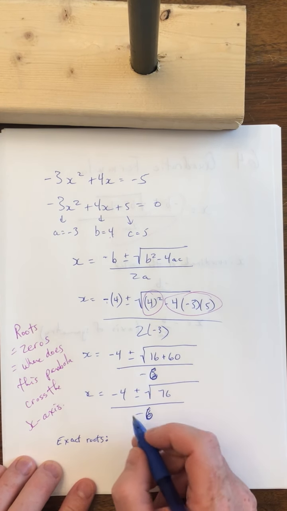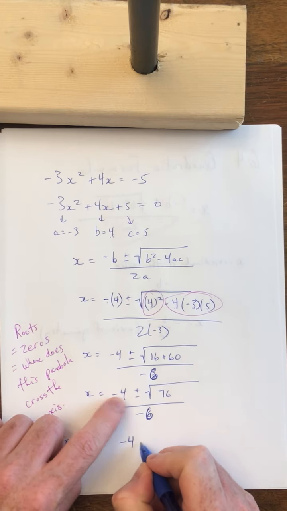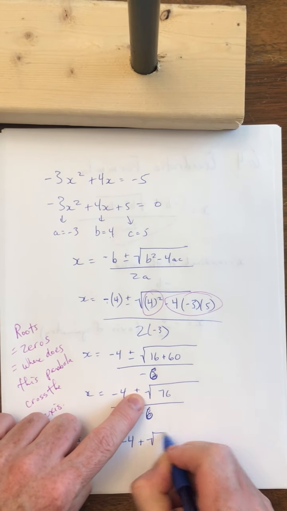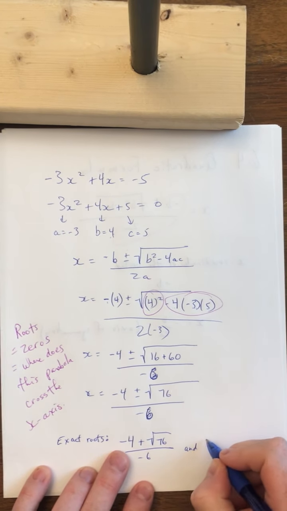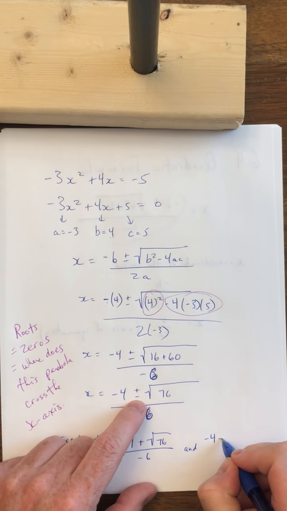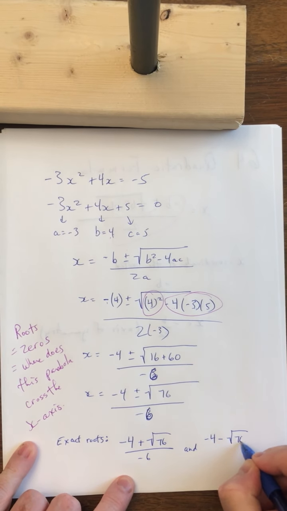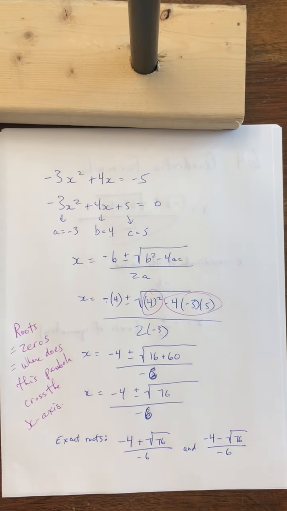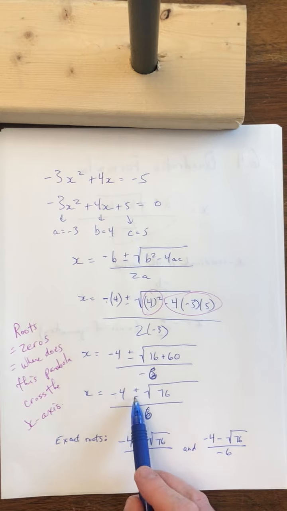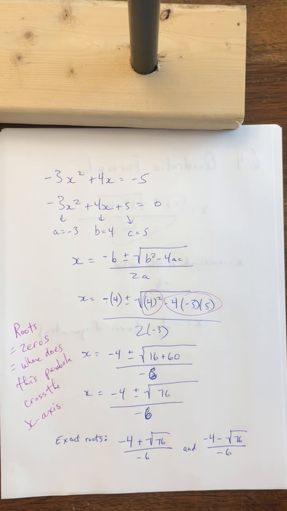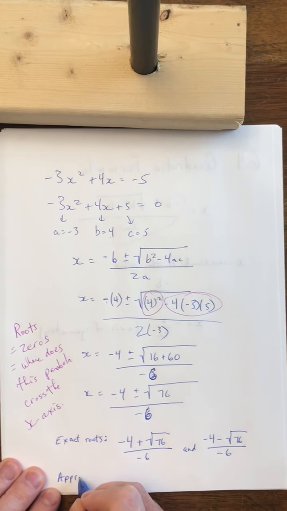It crosses here at minus 4 plus root 76 over negative 6, and minus 4 minus the root of 76 over negative 6. So those are known as exact roots. We leave them in this form. And that's exactly where they cross. They cross at minus 4 plus the rest of this and minus 4 minus the rest of this. Hence the plus minus. Now sometimes you will figure out the approximate roots.